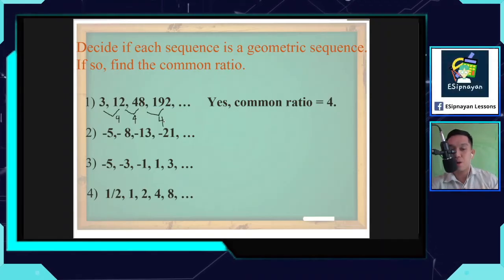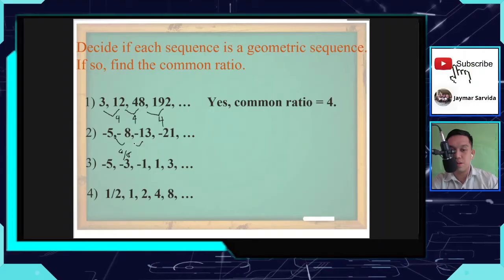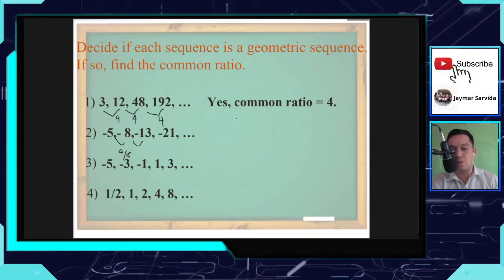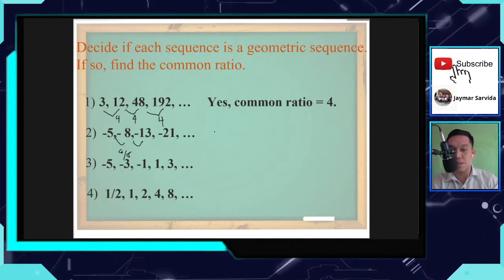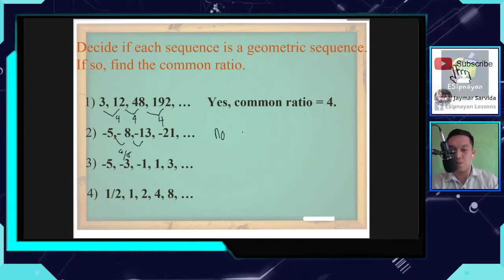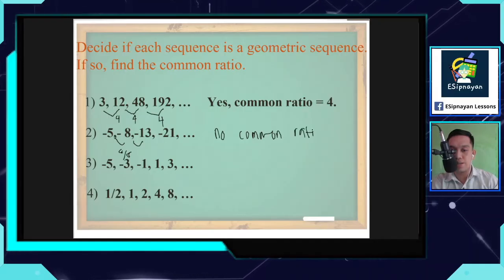Okay? What about example number 2? So, mayroon ba siyang common ratio? 8 divided by 5 or positive 8/5? Okay, negative 13? No. So, wala siyang common ratio. So, hindi ito geometric sequence. No common ratio tayo dito sa number 2.